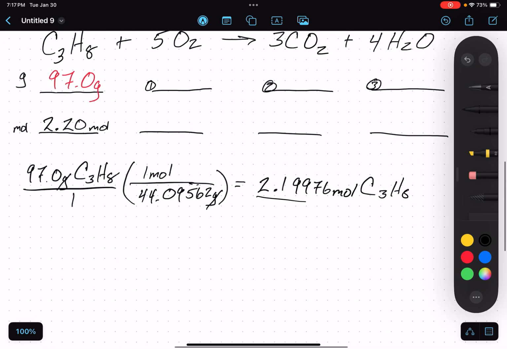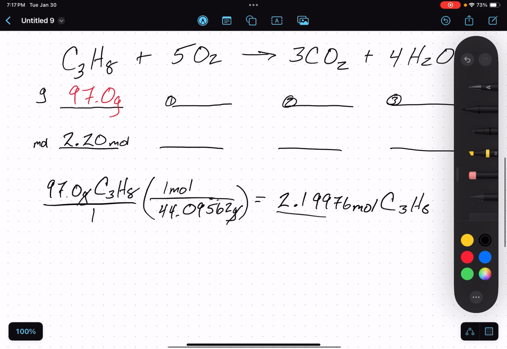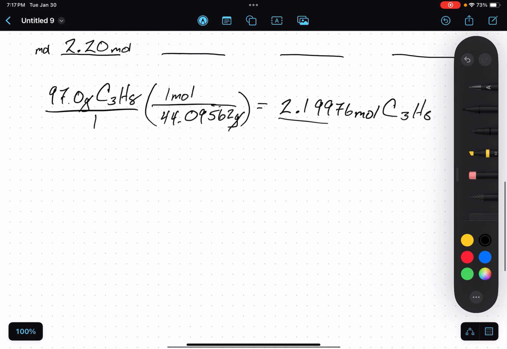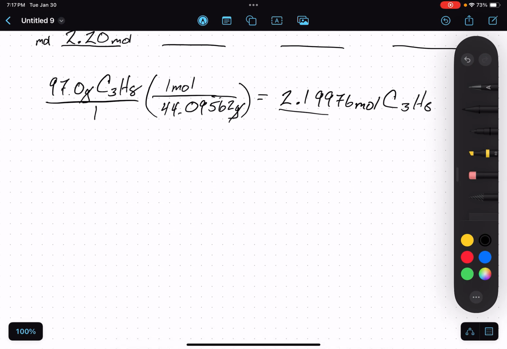Now, if you look at that chart I gave to you the other day, we're going to go from moles of A to moles of B. And so I need to go from moles of propane, and we're going to solve for oxygen next. I need to use something that I do know in order to find something that I don't know. So C3H8, I'll put that all over one.